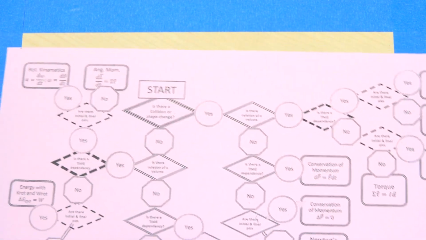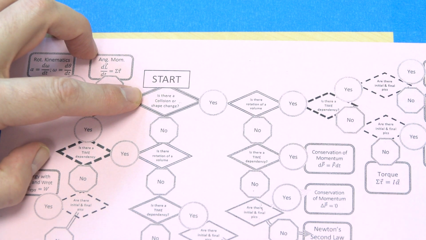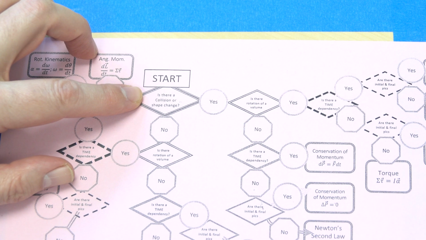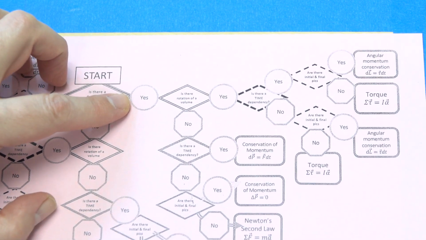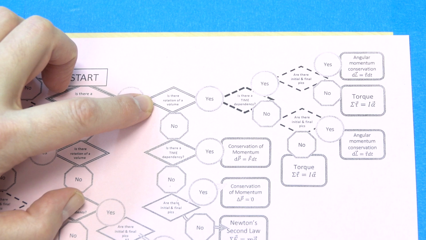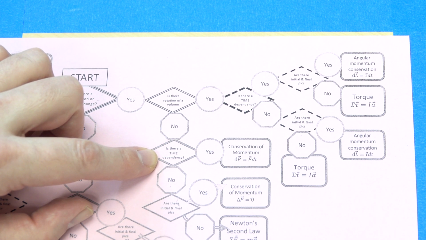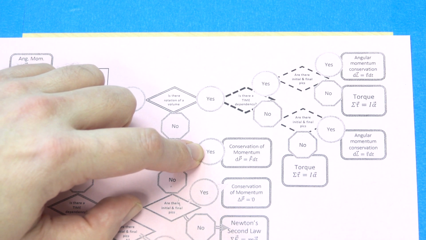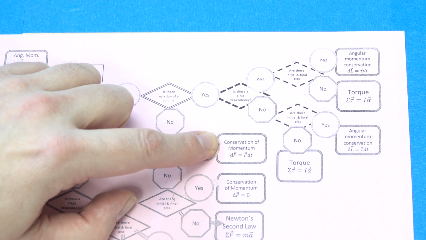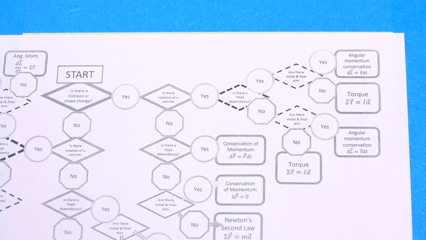So we turn our attention to the pink sheet. Is there a collision? Yeah, the car does hit the wall. Is there a rotation? In real life, probably, but in this problem, it wasn't discussed, so no. Do we have time? Yes, we have time. So we do the conservation of momentum, dp equals f dt, as our most likely starting point.